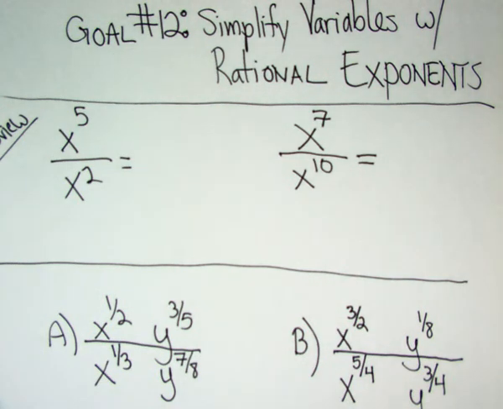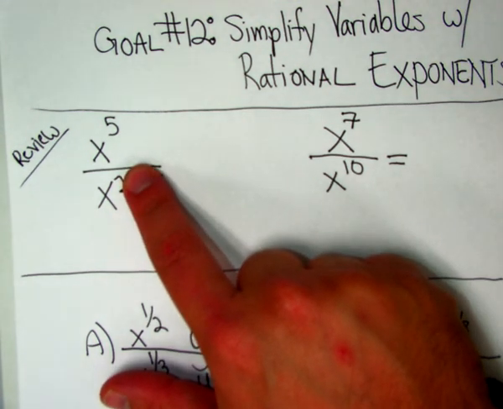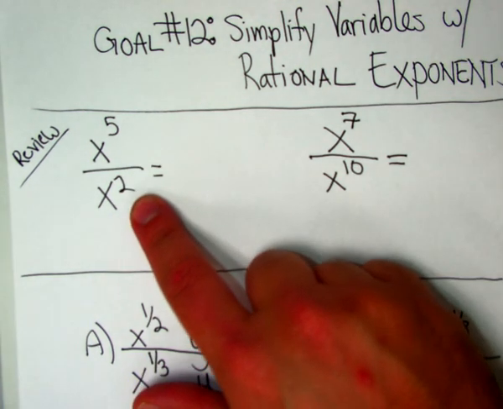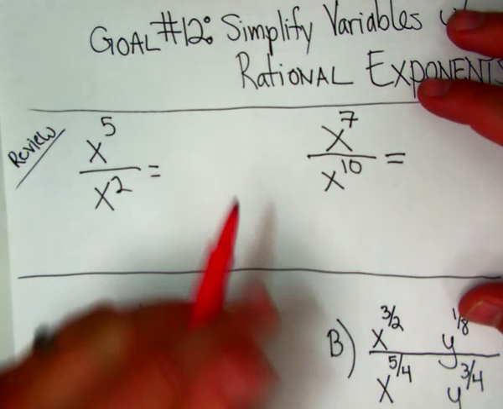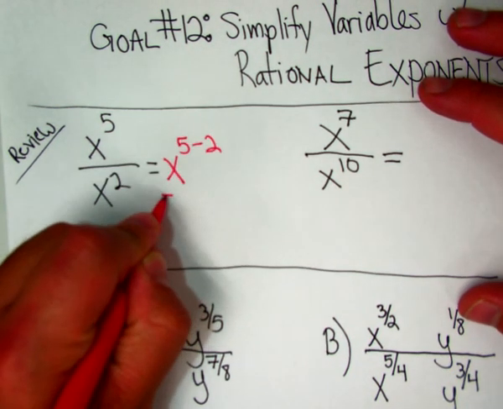Hi everyone. Goal number 12 is dealing with simplified variables with rational exponents. And when we're doing these, let's review really quickly a rule that we learned previously. When we have x to the fifth and we have x to the second on the bottom, remember the rule for division of powers means that we take x to the 5 minus 2, which simply equals x to the third.